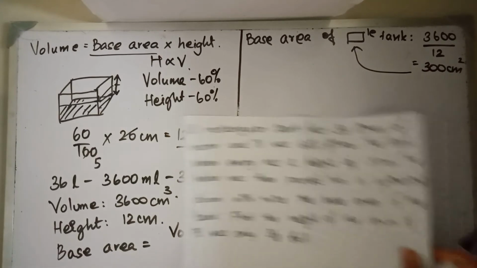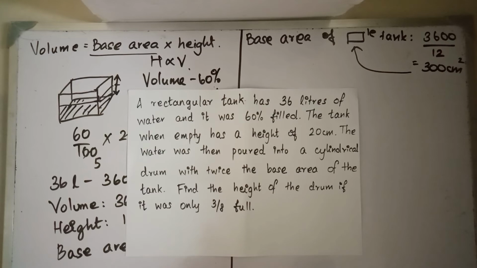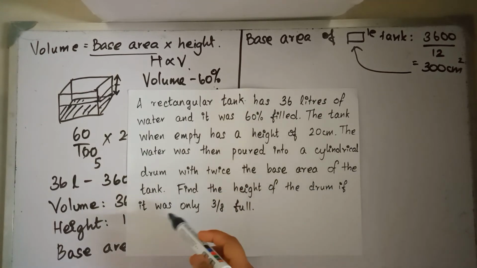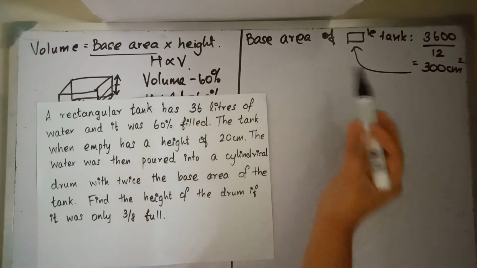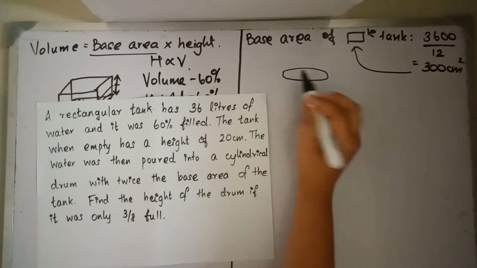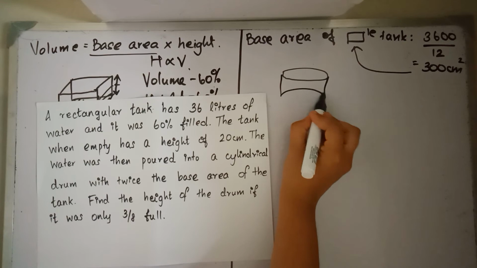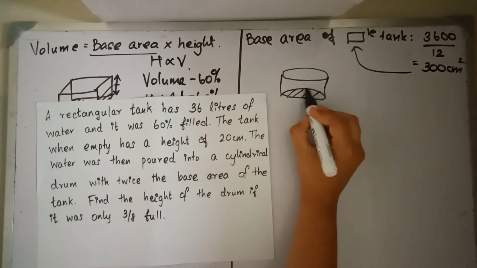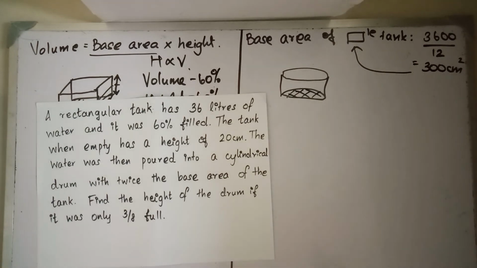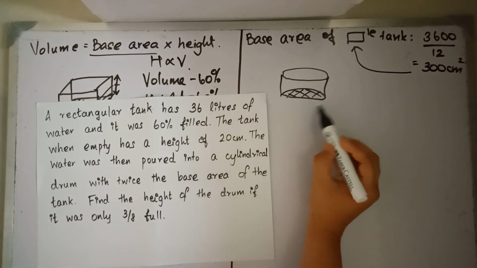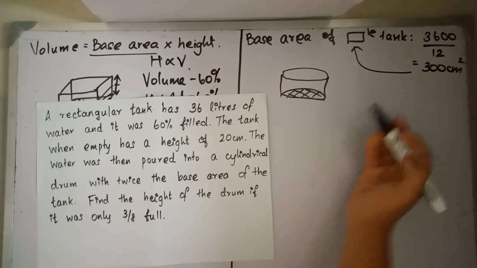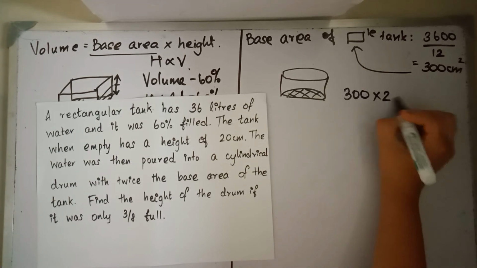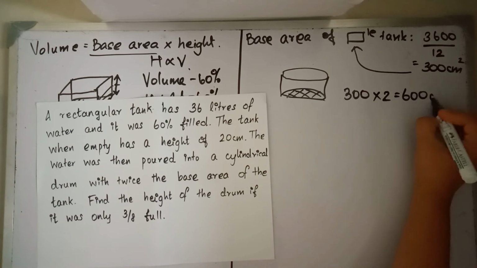Now why did we find the base area? Because they are saying that the water is poured into a cylindrical drum with twice the base area of the tank. Now about the cylindrical drum, only one piece of information is given, that is the base area is twice the base area of the rectangular tank. So if we find the base area of the rectangular tank, we'll be able to find out anything else about the cylindrical drum. So the base area of the cylindrical drum will be 300 into 2, 600 cm square.